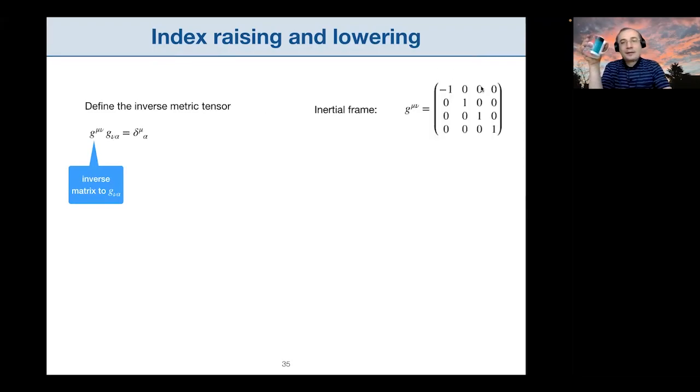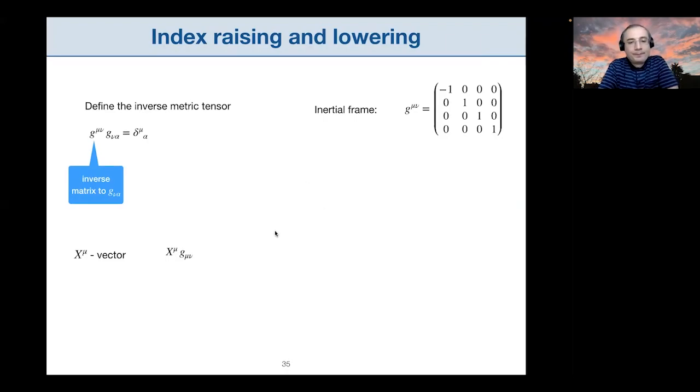So in our case, nothing changes. The inverse metric looks exactly the same. But this is because we are using a very special frame. In more general situations, the inverse metric will be something more complicated, unrelated in a simple way with G. Okay, and now we can play the following game.